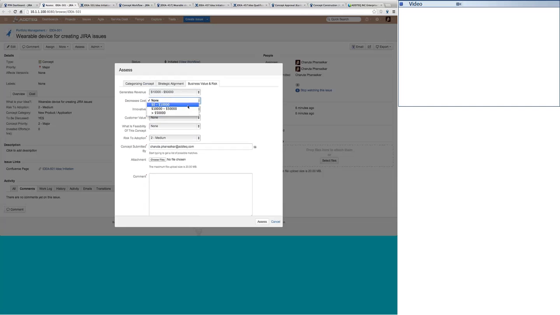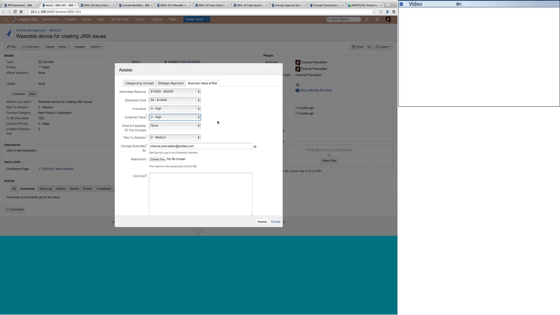Now let's categorize it based on innovation. Do you feel it's innovative? Yes, I think it's highly innovative. Customer value: how much customer value is this idea going to bring, how important can this idea prove to my customers? I think it's high in customer value.